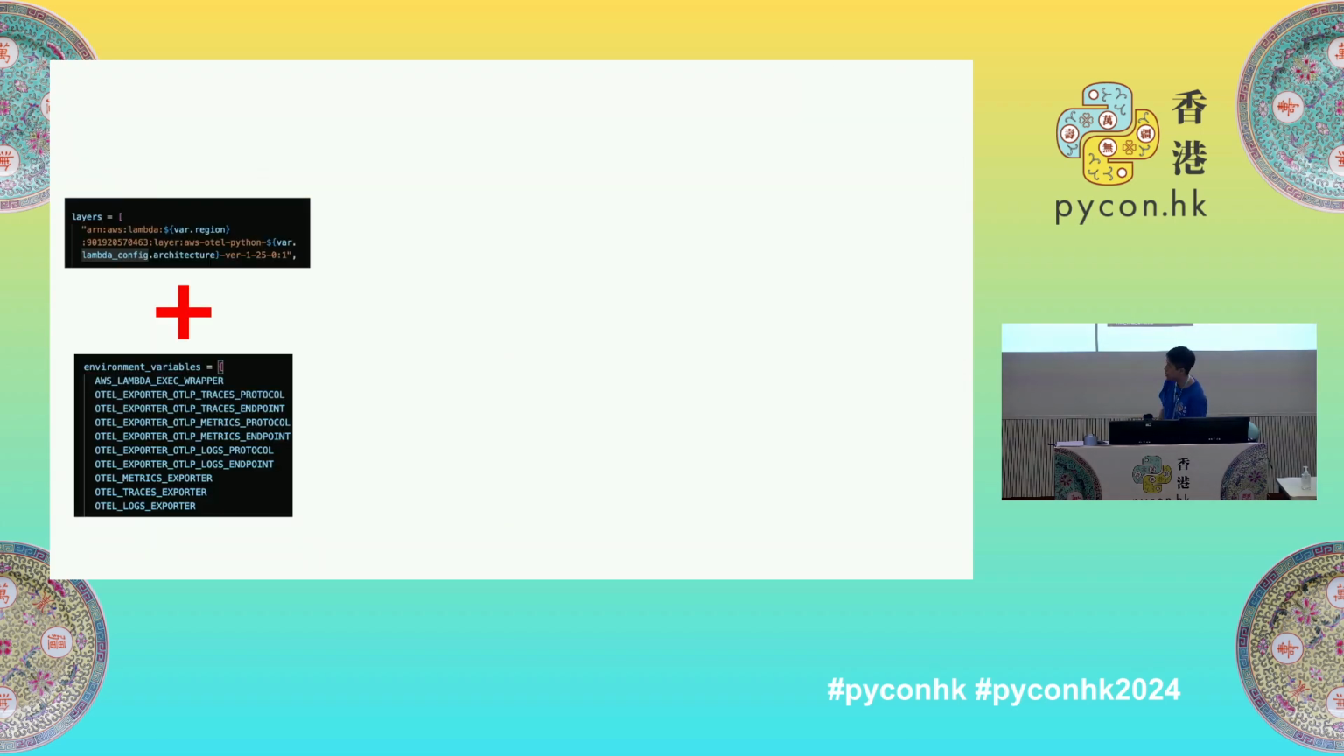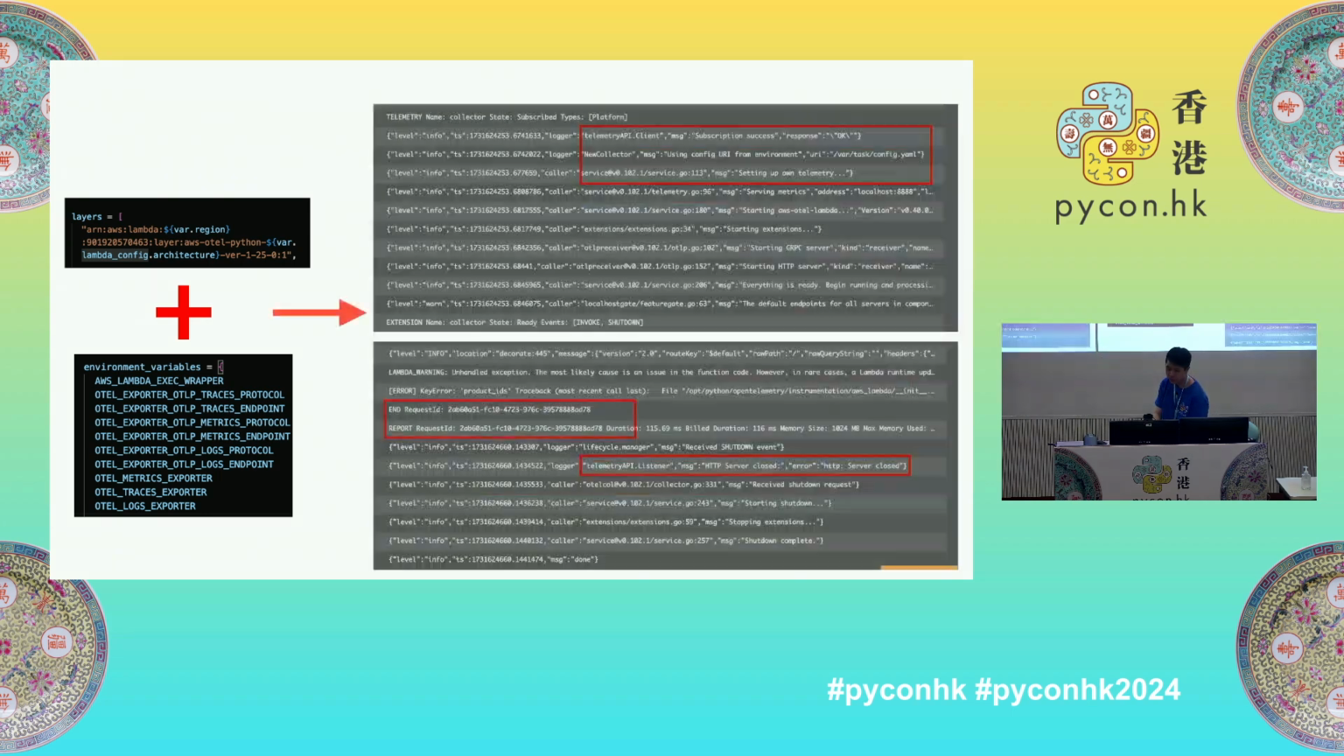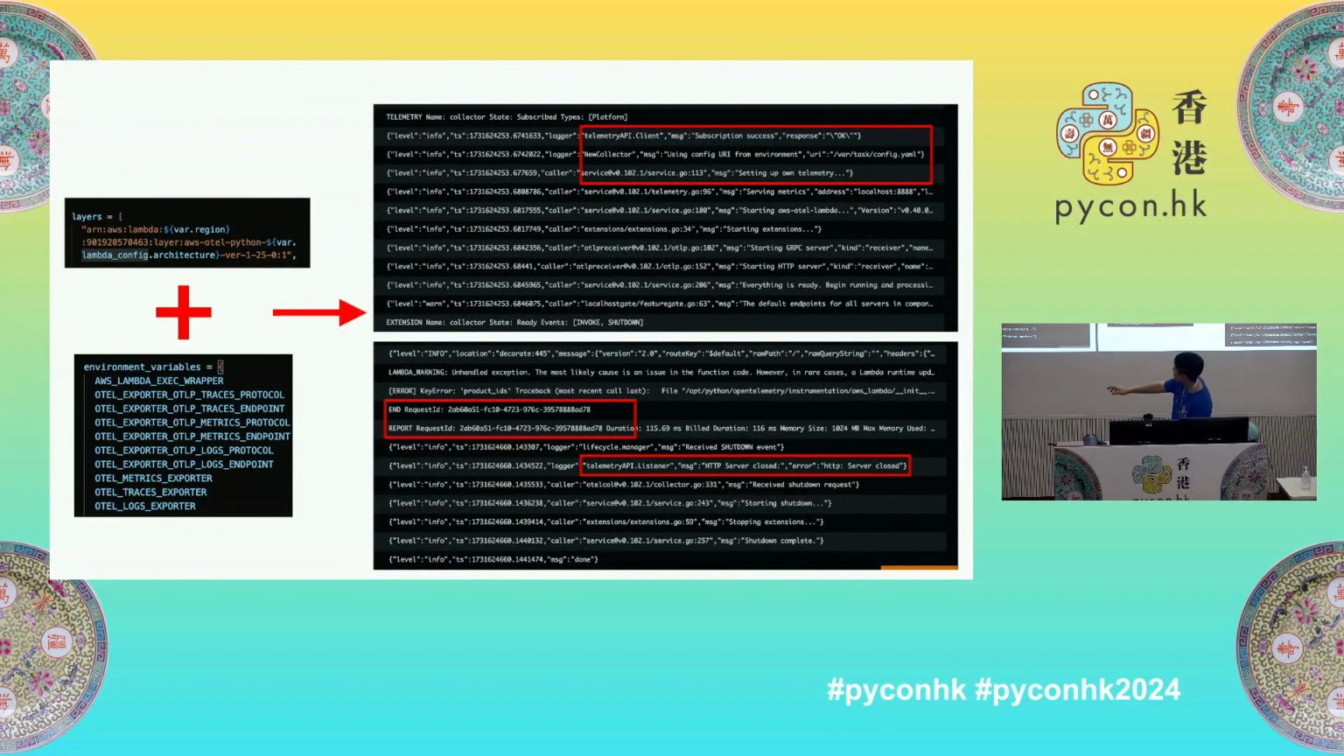So what it basically does is that you set up the layer and also set up the environment variable. And then if you just trigger the Lambda, you can actually see the log, maybe if your eyesight is strong. So you can see at the start, it says, okay, telemetry API client is activating.